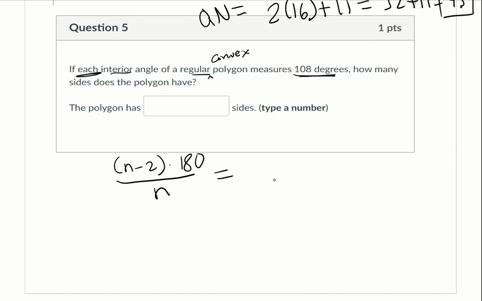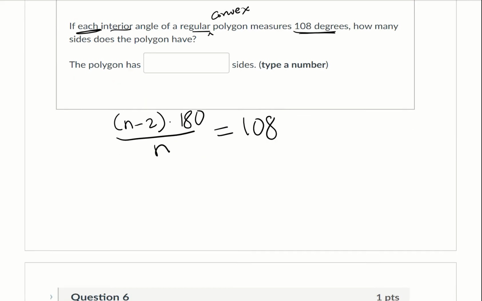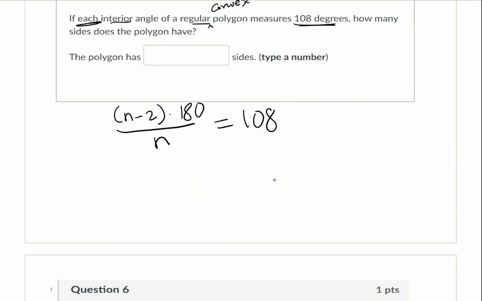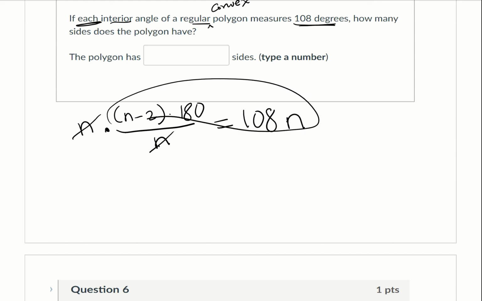And it says that each of the angles is 108. All right, and that's my equation. I'm going to go ahead and solve that equation. Now, if I want to solve it, what I'm going to do is get rid of this n on the bottom. Right now it's being divided, so I need to multiply to cancel it out. So now n divided by n is 1, and it goes away. And whatever I do on one side, make sure to do on the other. So now we have this equation, so I'll rewrite that.